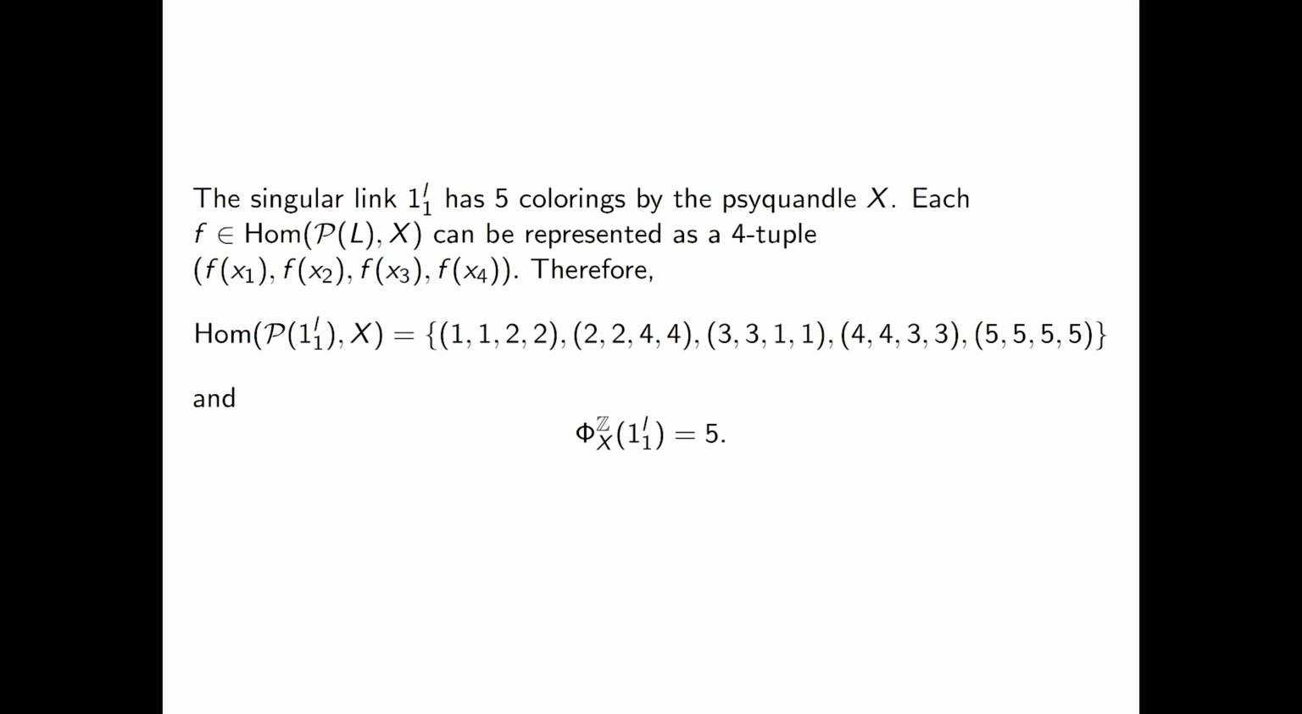And for each one of these X colorings, we can represent this as a map. This is the homomorphism from the fundamental Psyquandle to the target Psyquandle, and we can represent this as a 4-tuple. So here we compute the set of homomorphisms from the fundamental Psyquandle to the target Psyquandle. Then if we want to compute the Psyquandle counting invariant, all we have to do is take the cardinality of this set, which is 5, because we have 5 colorings of this singular link by the chosen Psyquandle.